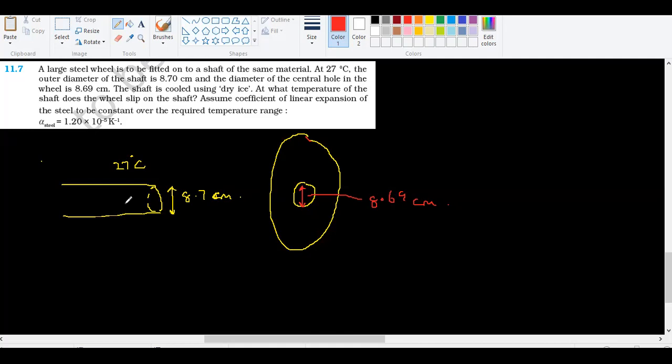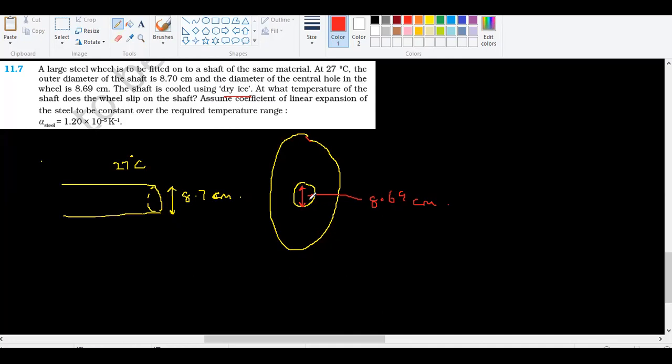Only if you understand the engineering or physics behind it will you understand what the problem is trying to say. Otherwise, you'll be wondering, sir, why are we even using dry ice here? So you see, this is not a problem related to specific heat capacity. This is a problem related to dimension changes. Okay, so the expansion concepts.